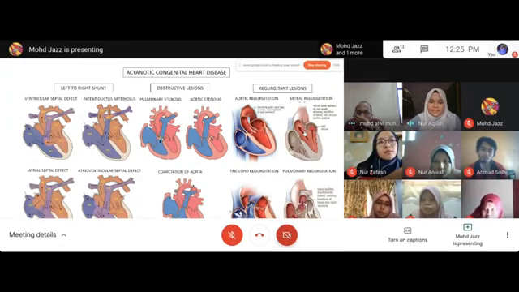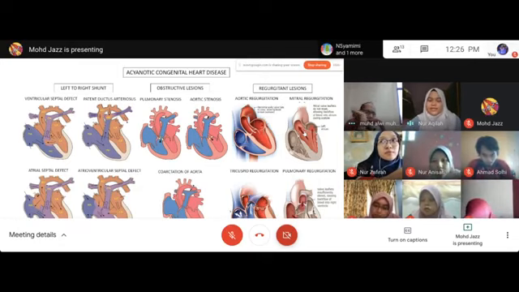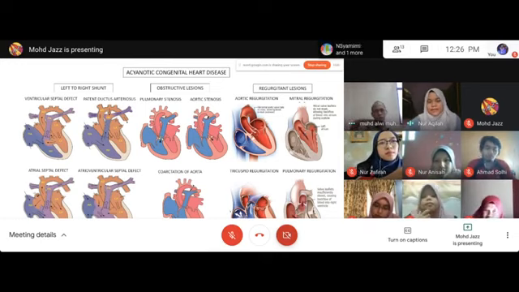Okay, the next one is ASD, atrial septal defect. Also, through the name itself, you can know that the defect occurs in the atrial septum. And ASD is less common than VSD because it occurs in about 6 to 8% of the population of children. And it is also more common in girls. And in ASD, there are actually 4 types of ASD.